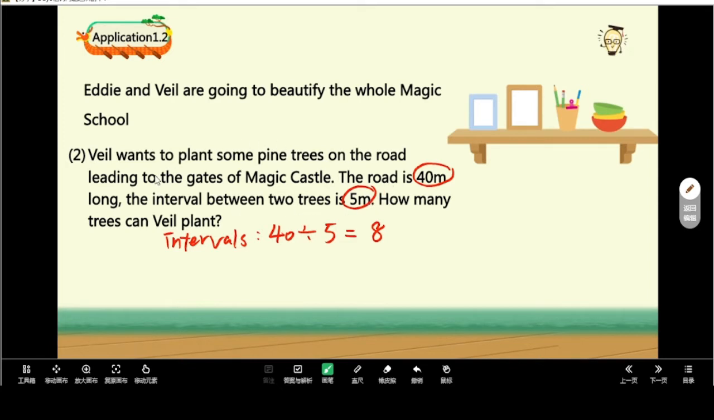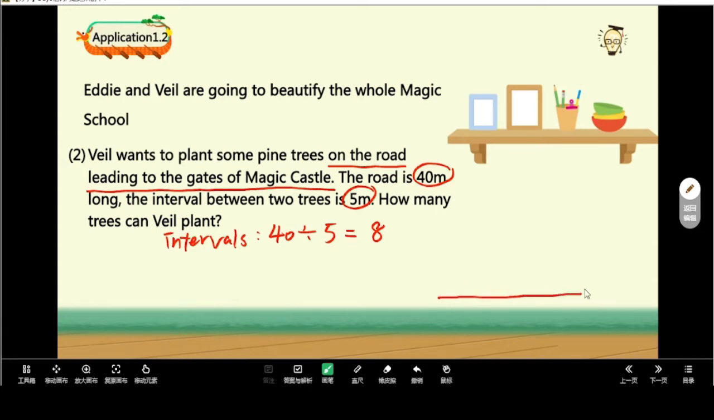But can we know how we plant trees in the question? Did the question directly tell us either, neither, or both? No, so let's read the question together again and find some key sentences. It says, Phil wants to plant some pine trees on the road leading to the gates of Magic Castle. Oh, I think I know the answer. Let's draw a picture together to help us think about it.